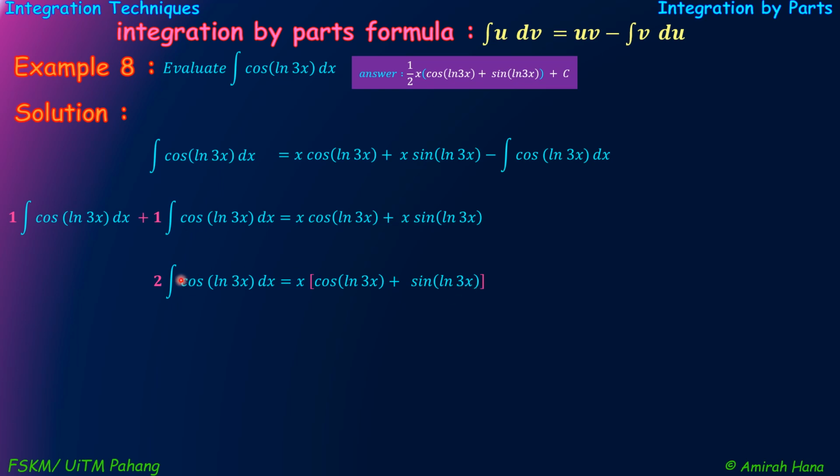And after that, we want to evaluate integration of cos ln 3x dx. So we need to move 2 to the right hand side. After we move 2 to the right hand side, we get integration of cos ln 3x dx equals half, and then we still have x here, times cos ln 3x plus sin ln 3x. And after we finish all the integration, we can put plus c at the back. So, this is the final answer. We integrate cos ln 3x dx using integration by parts, and we use this formula.